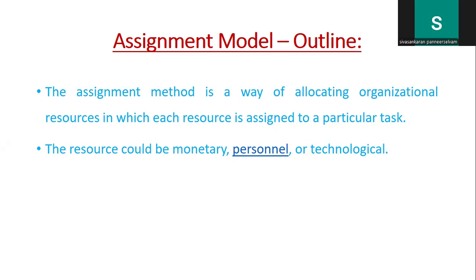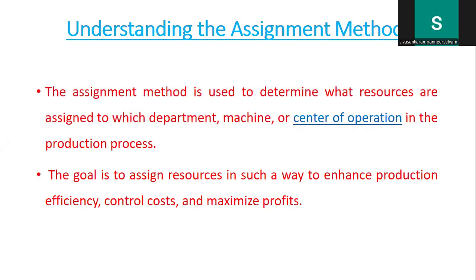In general, the resources can be classified into three major types: monetary resource, say financial resources, personal or human resources, or technological resources. These are the different classifications of resources available in a manufacturing organization. Now let us understand the assignment method in more depth.